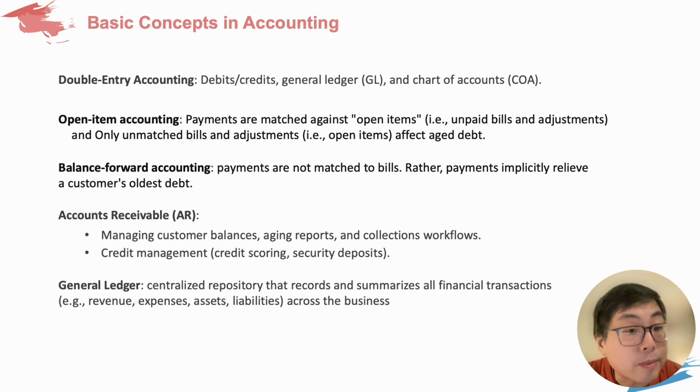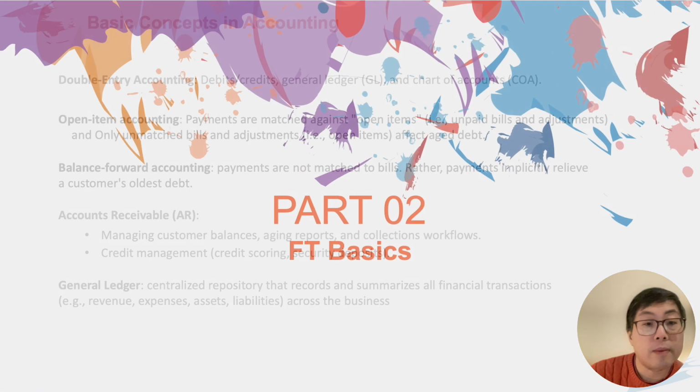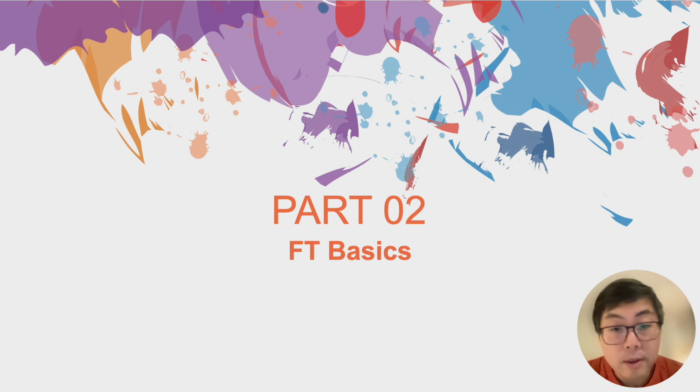Okay, last one, general ledger. I think we talked about this. This is just a category of how the financial transactions are allocated. Okay, so the second part is the basics of financial transactions.